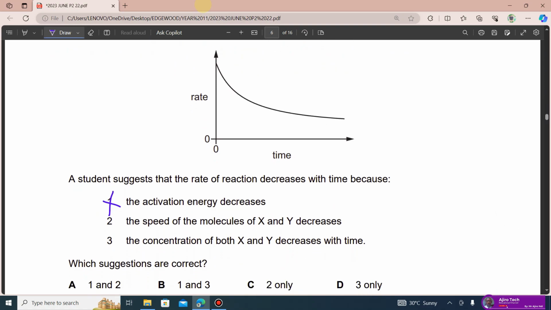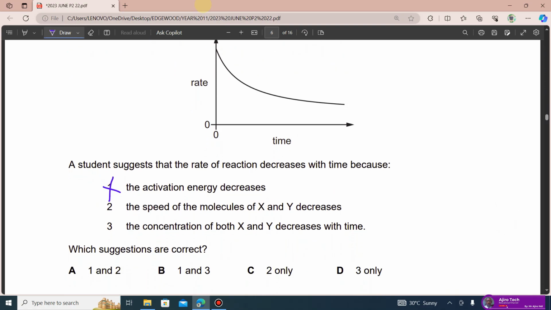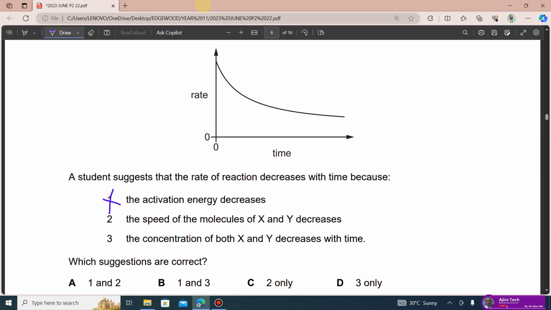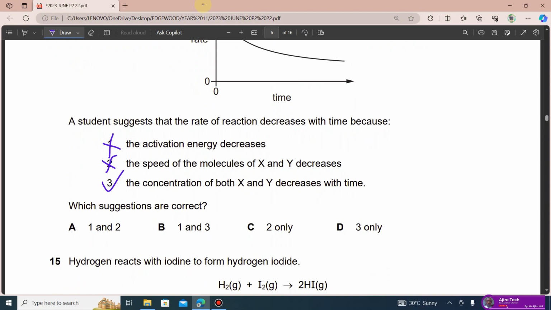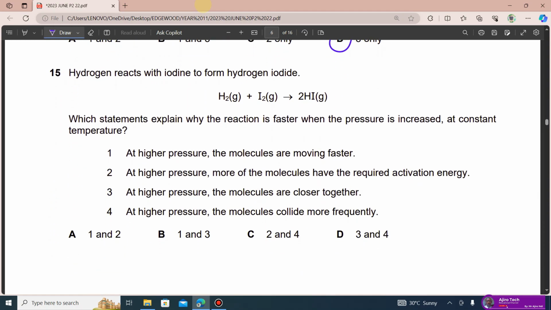Okay, so let's read the third point. The concentration of both X and Y decreases with time. I think that's a better explanation of why the rate of reaction decreases. Okay, so this is off. So 3 should be the correct answer for question 14. So for question 14, the third one only is the correct one. Now we go to question 15.